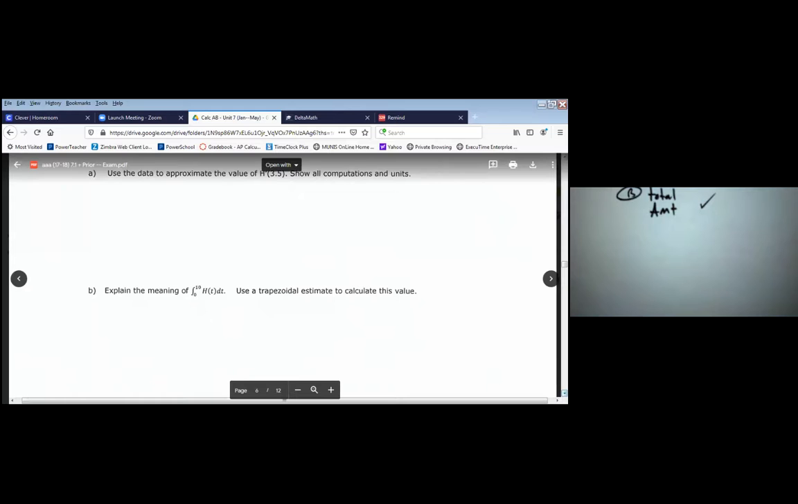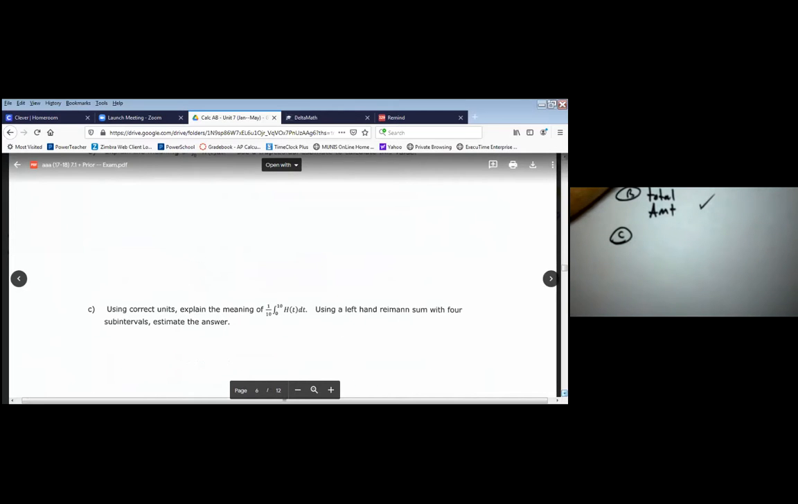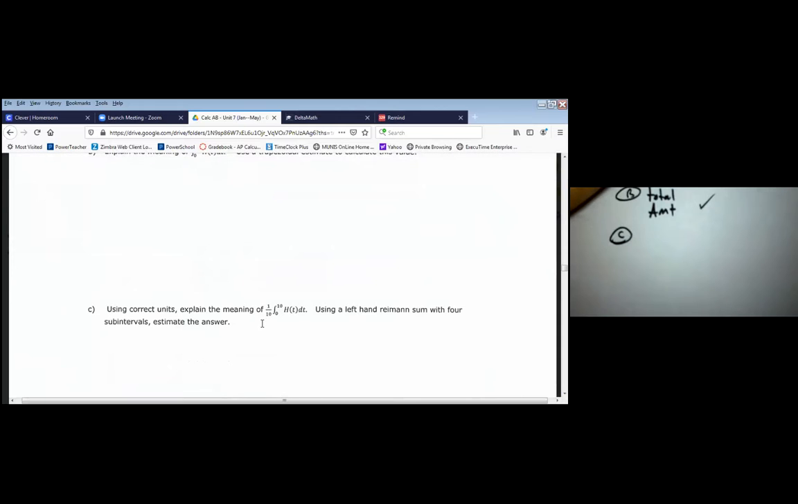Mr. Baker? Yeah. I also have it pulled up from Canvas, and it is different. The problem is different. Part B of that problem says, explain the meaning of 1/10 times the integral from 0 to 10 of H(t). In part B or part C? Oh, my bad. It's part C. Okay, there you go. Part C is coming up next.